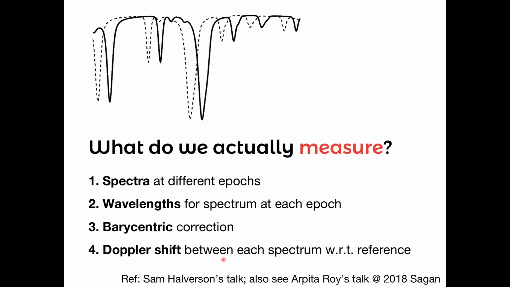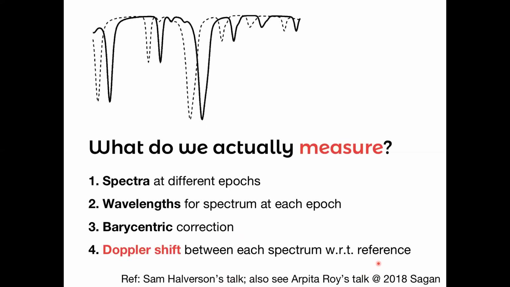And for this talk, we're going to focus on the final step, just the extraction of radial velocities. We assume that we've done perfectly for the previous 3 steps, but for more details in these steps, which is basically for considering a comprehensive radial velocity error budget, please see Sam Halverson's talk and also see Arthur Roy's talk in the 2018 Sagan Summer Workshop.